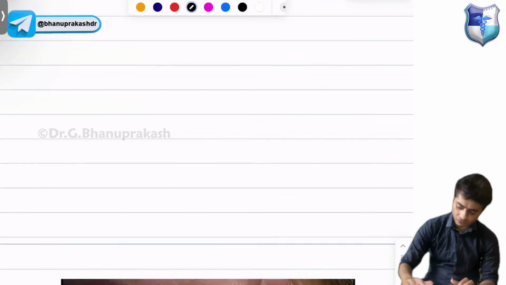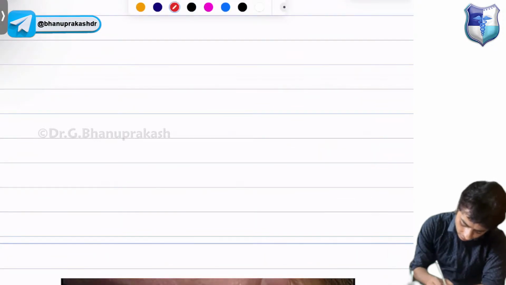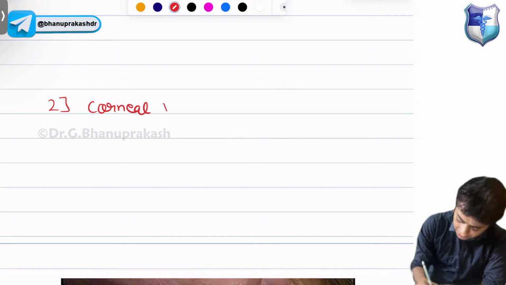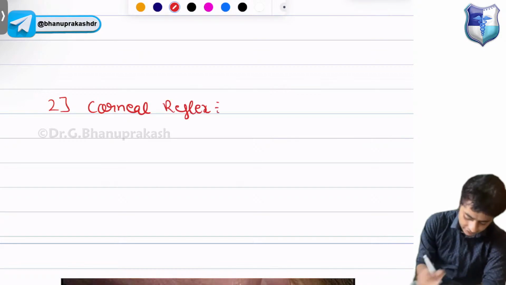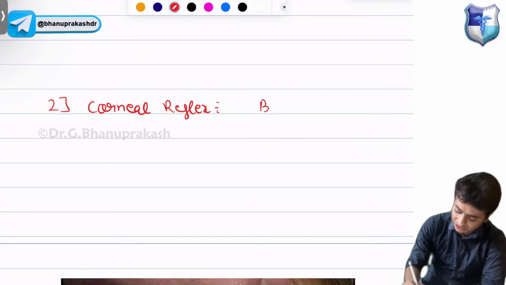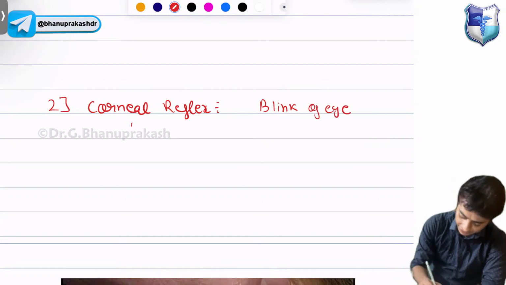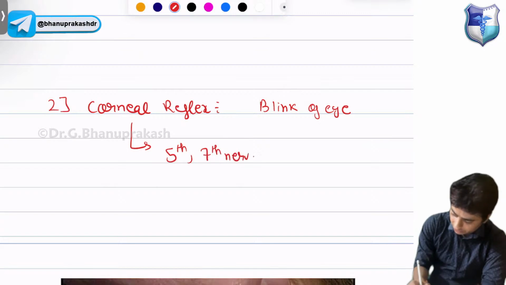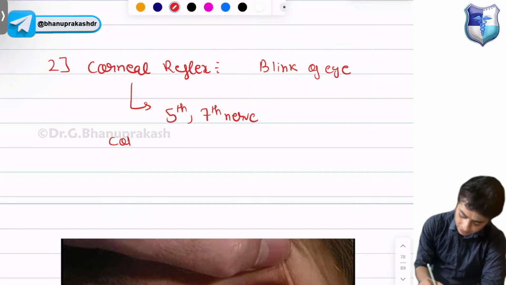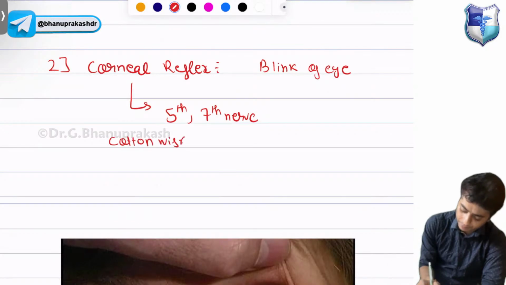So after doing light reflex, we will do another reflex, that is your corneal reflex, in which we will check the blinking of eye. It is mediated by the fifth and seventh nerve. Either we can do it by a cotton wisp or by putting normal saline.